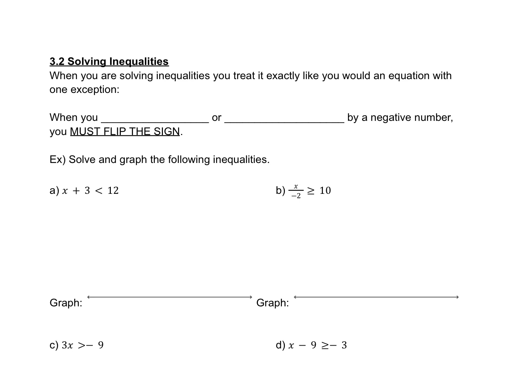All right, so 3.2 is all about solving inequalities, and this is very similar to solving equations. There is one exception. When you multiply or divide by a negative number, you must flip the sign. So if it's pointing to the left, you point it to the right, or vice versa.